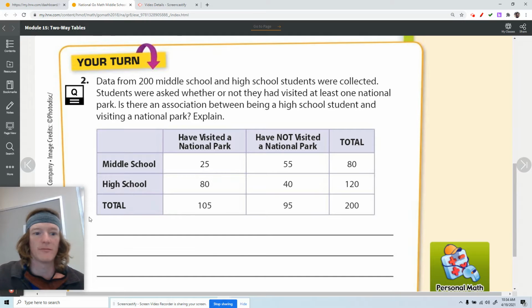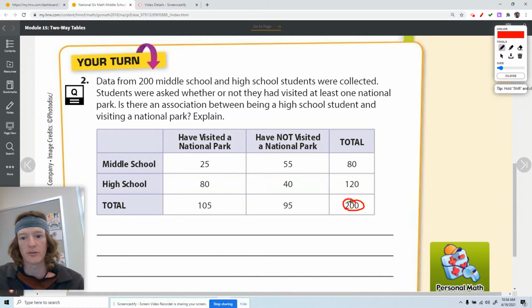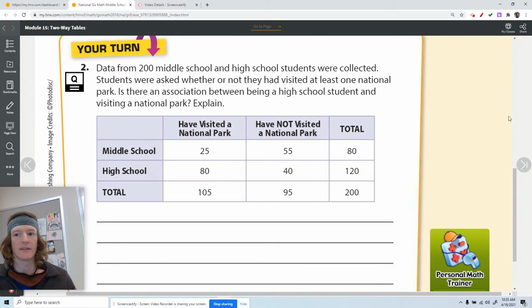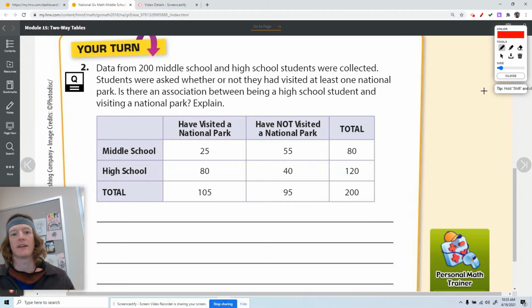Data from 200 middle school and high school students were collected. So we have 200 total people we talked to. Students were asked whether or not they had visited at least one national park. Is there an association between being a high school student and visiting a national park? So we want to find out. If you are in high school, does it make it more likely or less likely that you visited a national park?